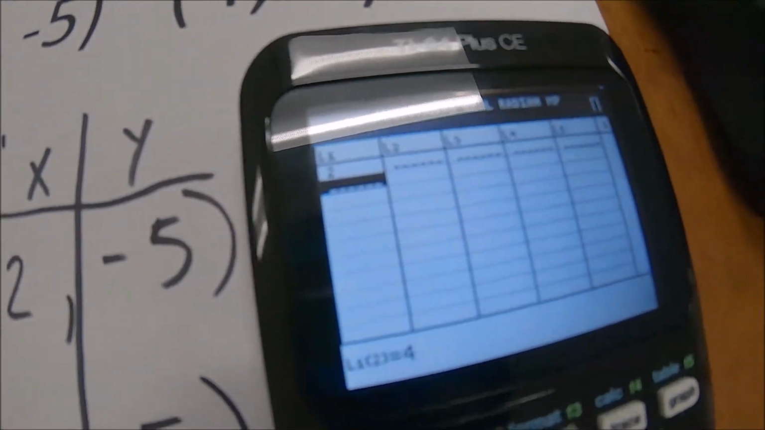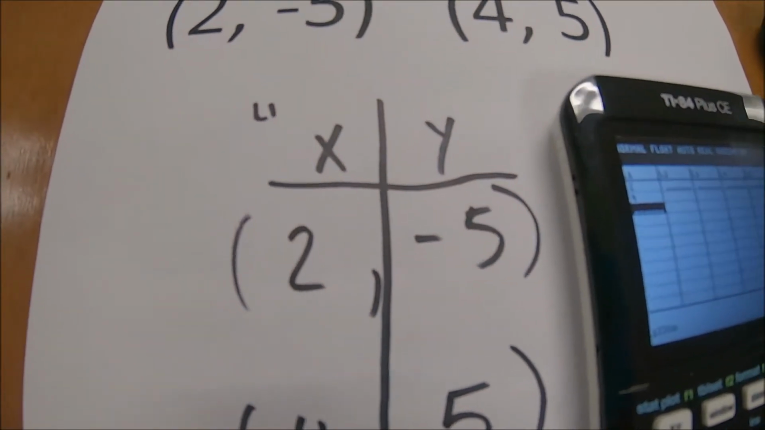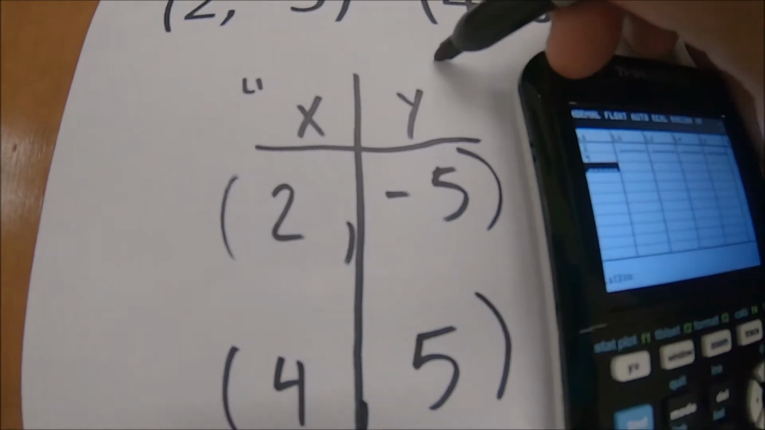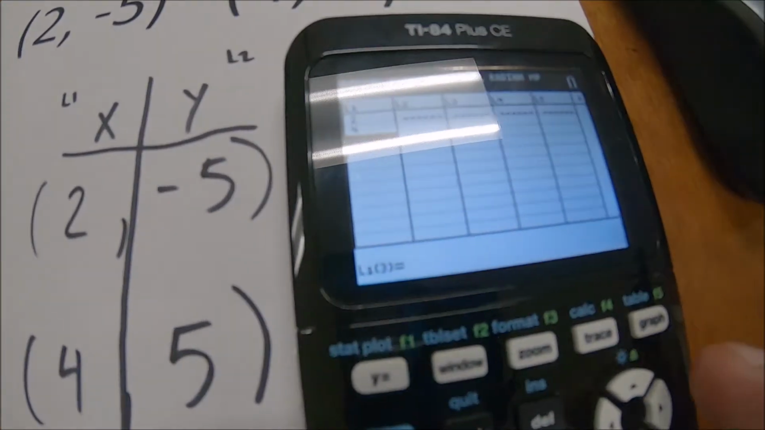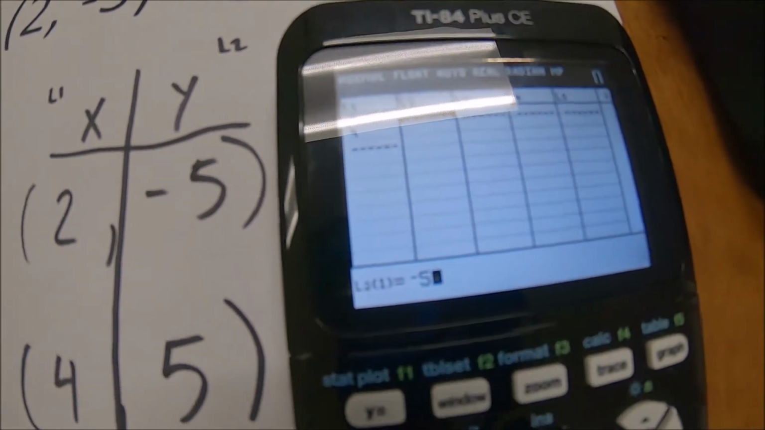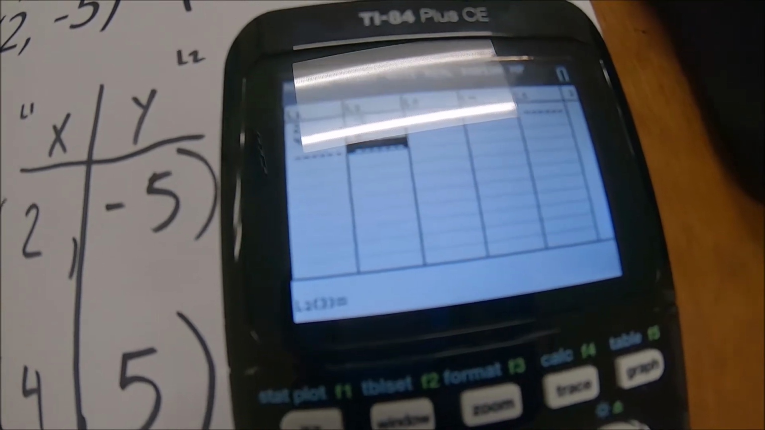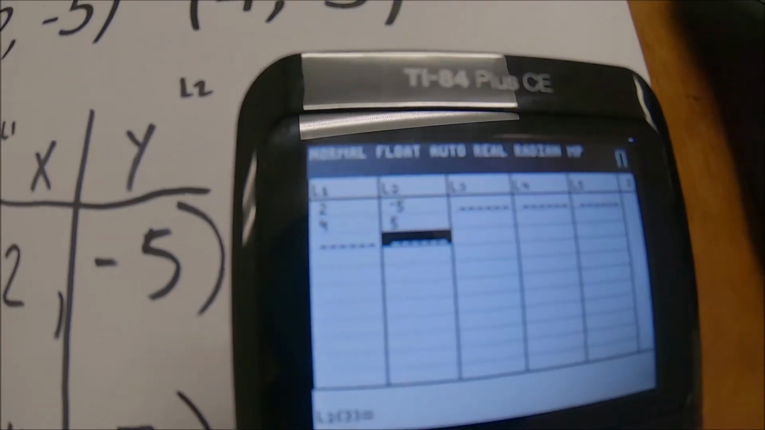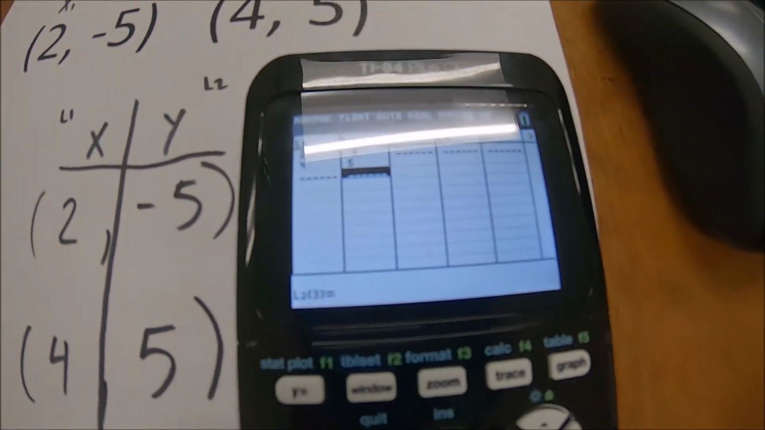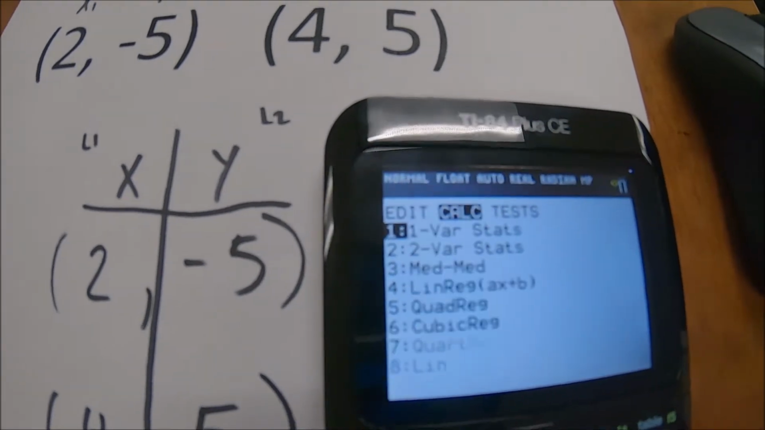and 4, enter. Now I'm going to take my y values, -5 and 5, and put those into my L2 column. So I'm going to move over to the side, and type in -5, enter, and 5, enter. Now that I have my x values and my y values in L1 and L2, I'm going to hit the stat button again.